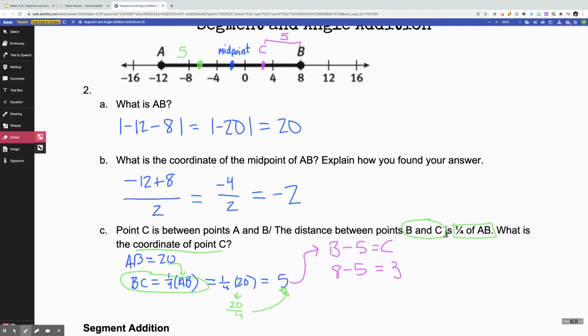But this one is a little different because we're starting from the right, and we're going in a different direction. We're going to the left. Whenever you go to the left on a number line, you have to subtract. When we were going this way to the right, you would add. But since we're going to the left, we're going to subtract. So instead of B plus 5 giving me C, which would be going this way, which is not the right way, I'm going to do B minus 5 is C. It's only because I'm going to the left on the number line instead of going to the right. So I have 8 minus 5, which is 3. So C is at the location 3 on the number line.